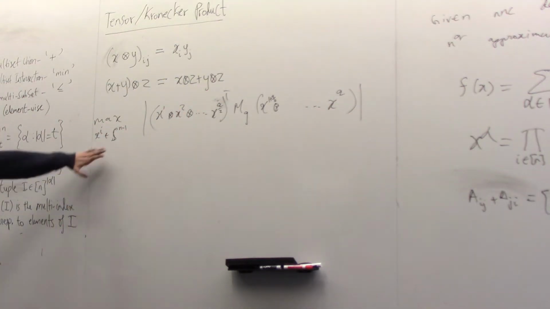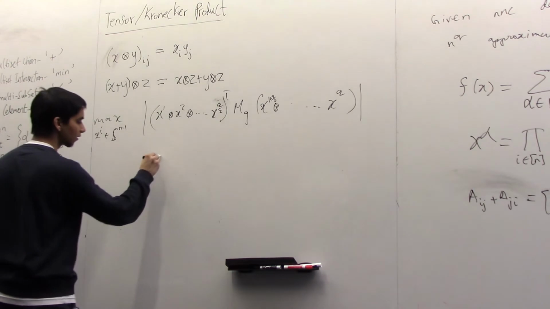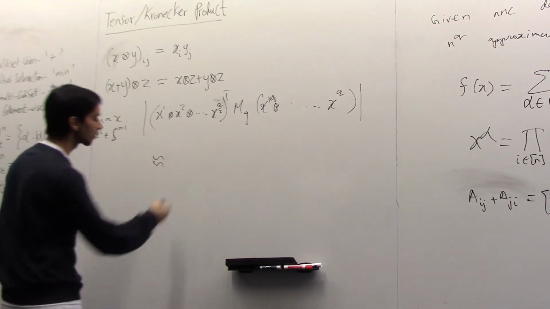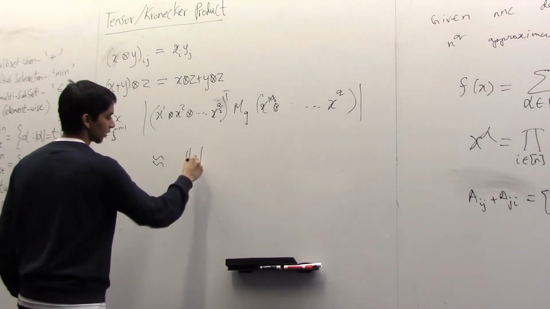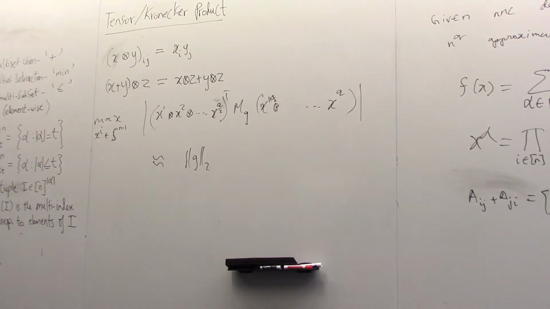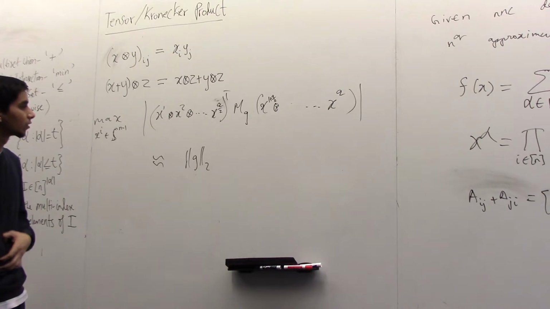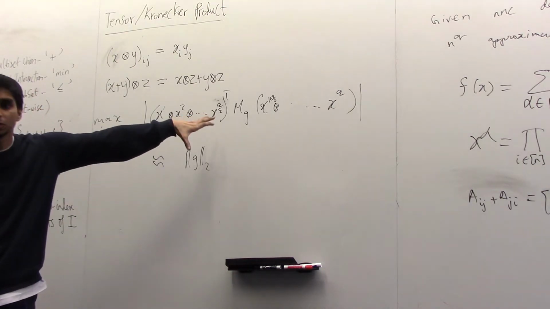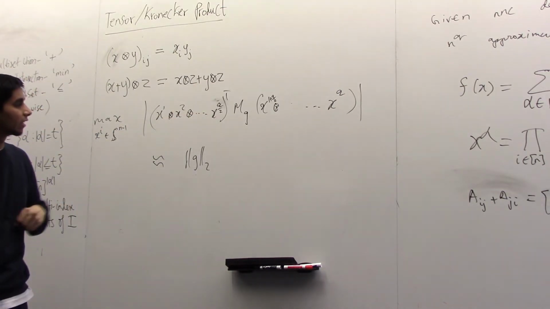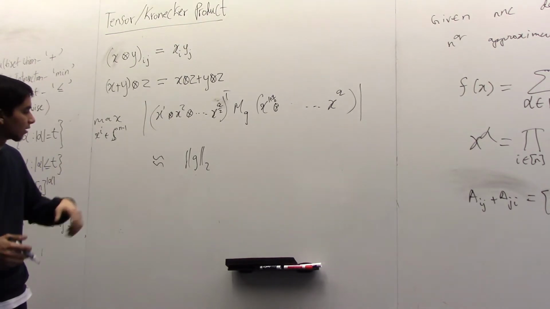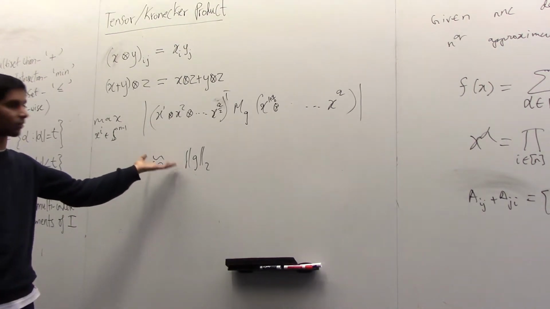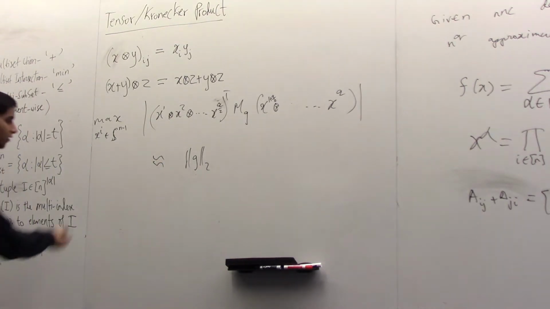Okay, and it turns out that this quantity is within 2 to the q factors of the true norm of G. And moreover, this polynomial is actually multilinear. So this polynomial really is in n times q variables. It's multilinear. And it's within 2 to the q factors of this. And this is known as the polarization lemma.